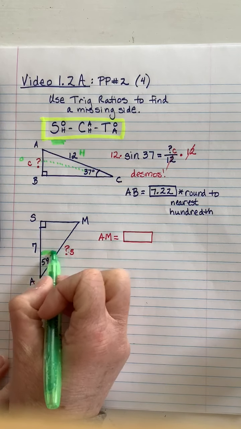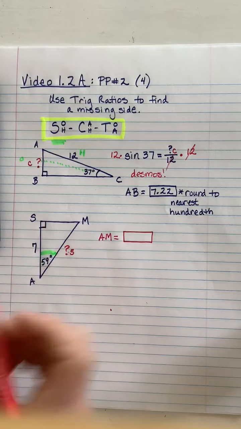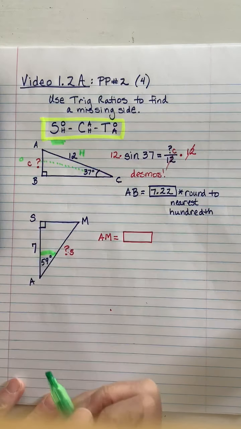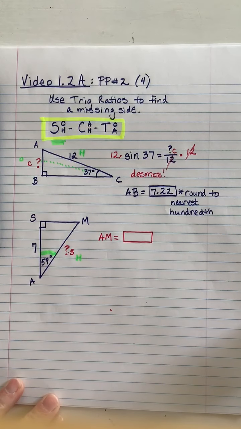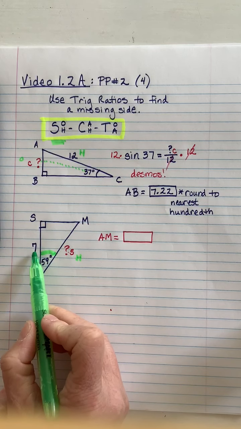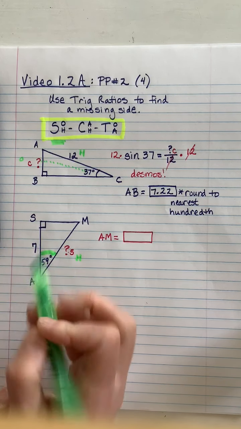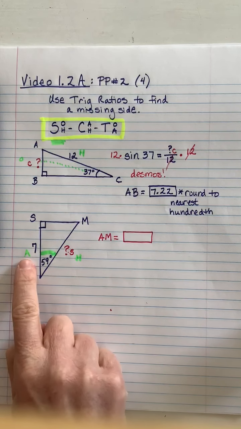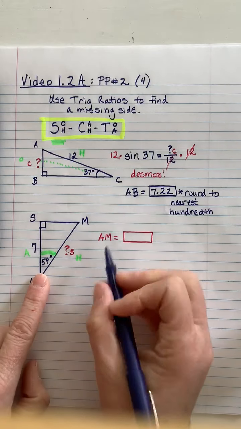So here's my angle, and my pieces that I've been given. I don't know anything about the opposite side. Well, I know I'm looking for my hypotenuse. And what piece is the 7? It's not opposite the angle. It is right next to the angle, or adjacent. So I'm looking at A and H, or CAH. So I'm looking for cosine.